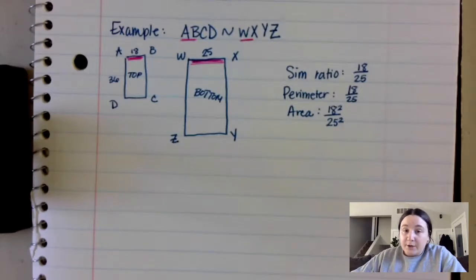The 3.0 level is where we get into solving for missing values. Just like we've been doing, but now we're going to use these perimeter and area ratios to solve for maybe a missing perimeter or a missing area. So let's do one example of those as well.